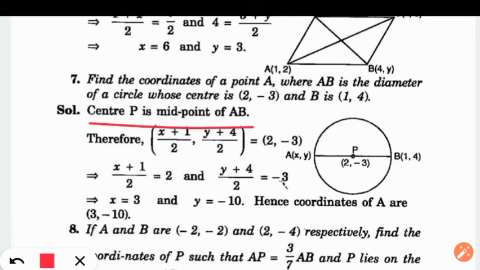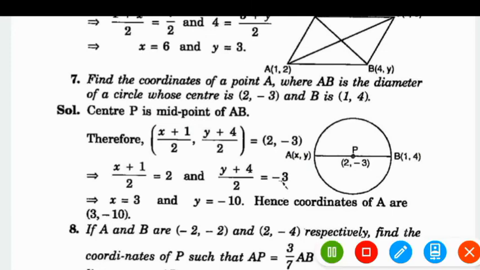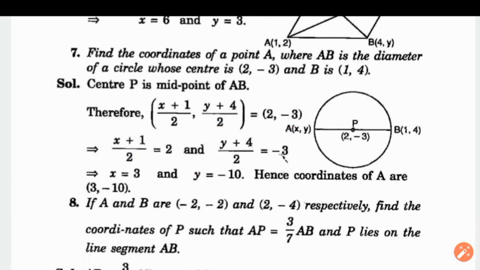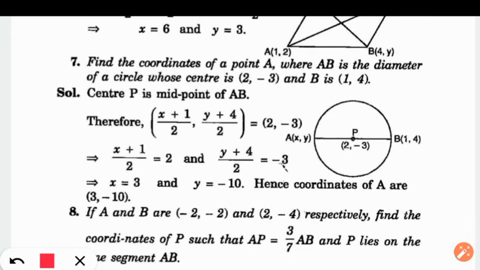So center P is the midpoint of AB. Now what is the midpoint formula? x plus 1 divided by 2, comma, y plus 4 divided by 2, which equals 3 comma minus 2, because the coordinate of P is already given. Now again equate this one with 3, this one with minus 2. After equating, we got the values of x and y. Hence the coordinate of A is 5 comma minus 8.